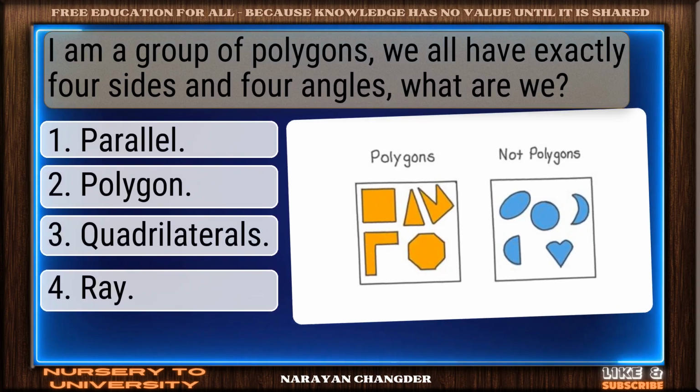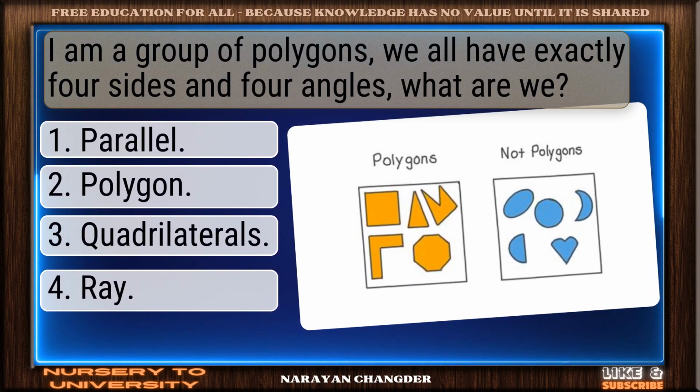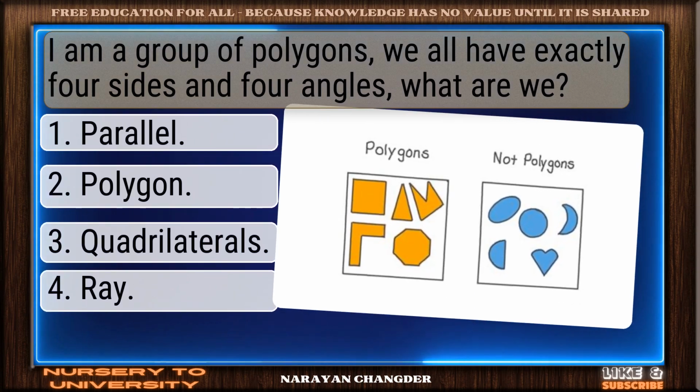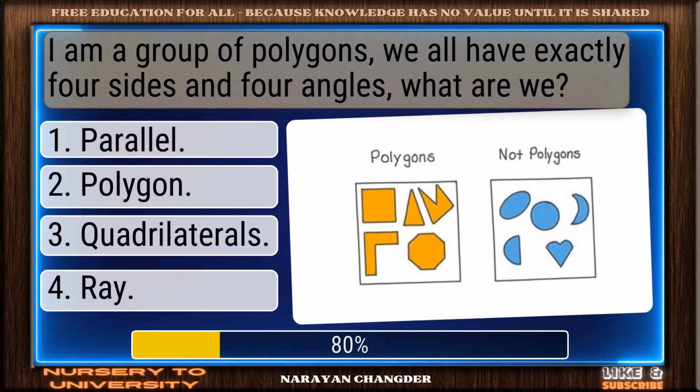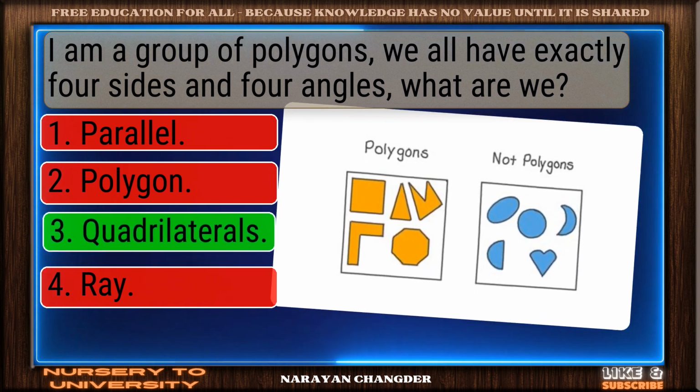Question number 48. I am a group of polygons. We all have exactly 4 sides and 4 angles. What are we? Well reasoned. Quadrilaterals is the correct choice.